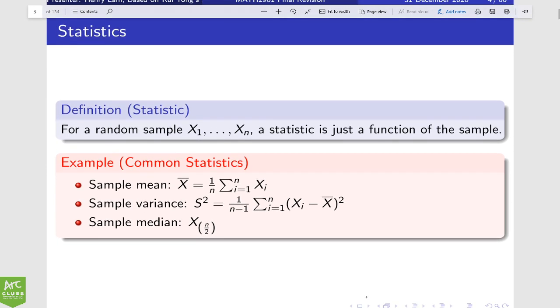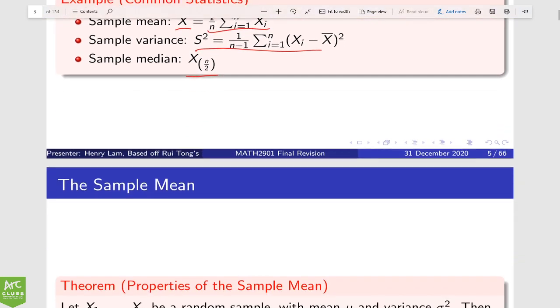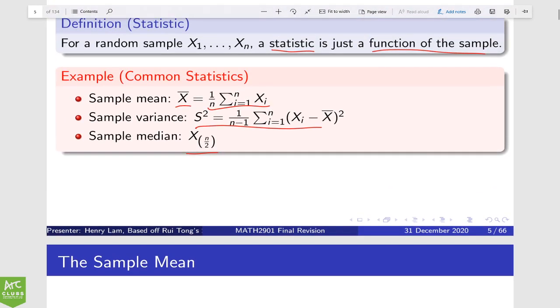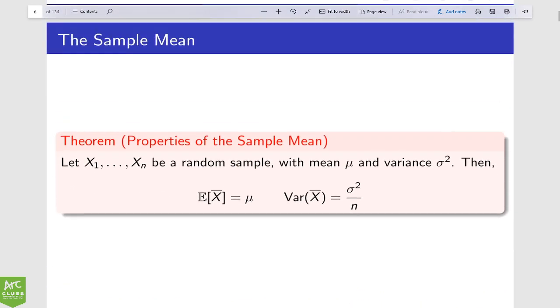A statistic is just a function of the sample. So for example, this is a statistic because it's a function of the random variables. As you can see, it's all in terms of the random variables. Same thing with the sample variance and the sample median. These are all things you probably saw before, just common statistics you would see. So we'll focus on the sample mean because that's the easiest one for now.